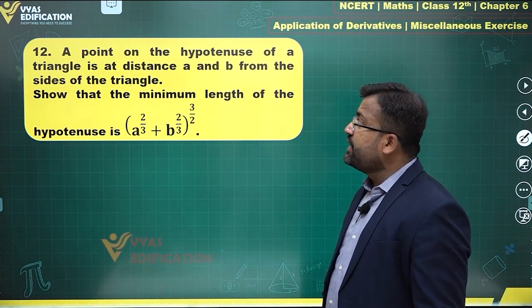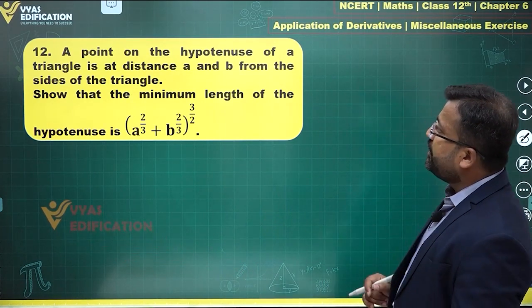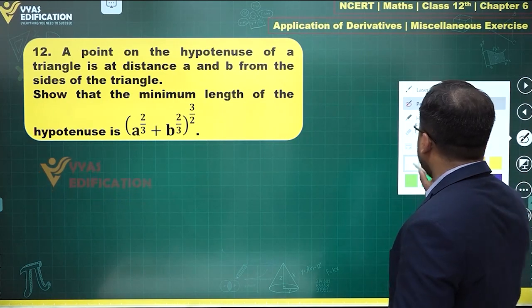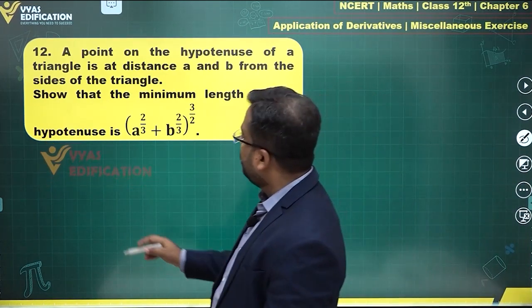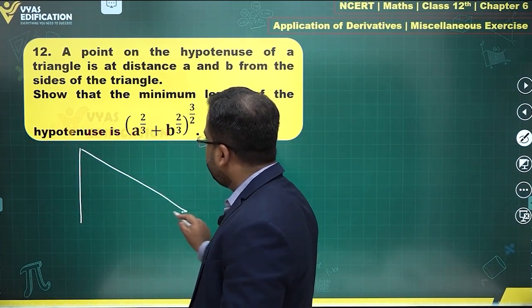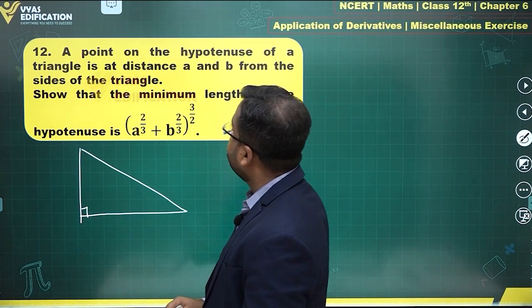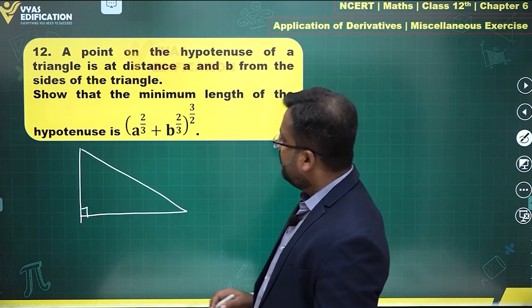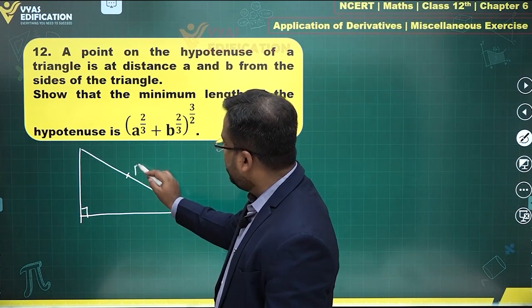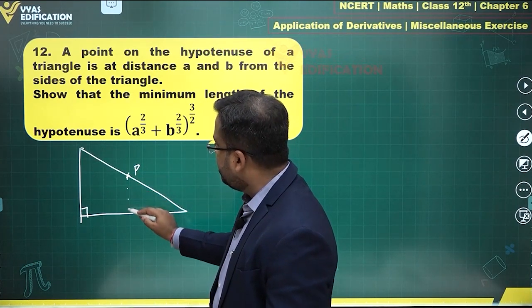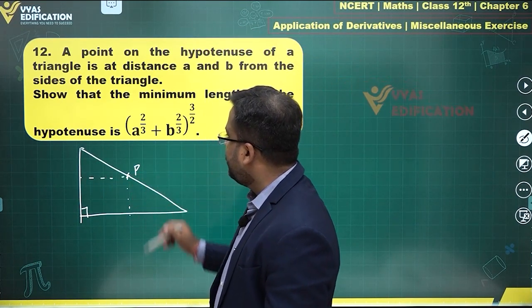Let's discuss this 12th question next. The question says a point on the hypotenuse of a triangle is at a distance A and B from the sides of the triangle. From the sides of the triangle, this point is at a distance A and B. As you can clearly see, this is a point on the hypotenuse, and it is at some distance A and some distance B from here.